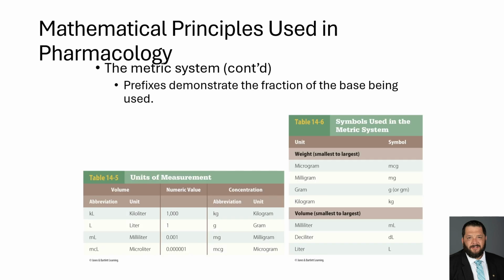I'll pause here a moment on this screen so you can look at some of the prefixes, and you're going to need to commit these to memory. Let's go over a few of them that will be important for what we do. The abbreviation mL, or milliliter. This is 1/1000th of a liter, or 0.001 liters.